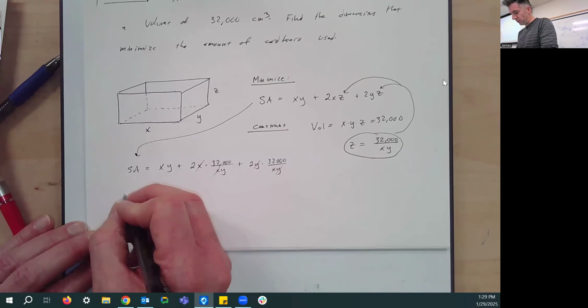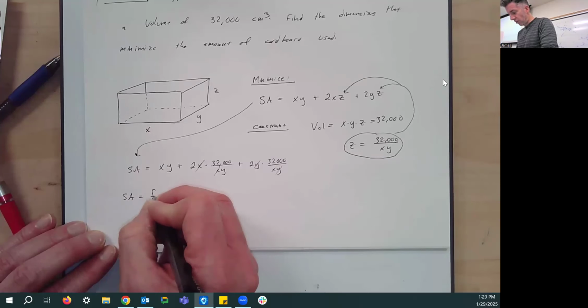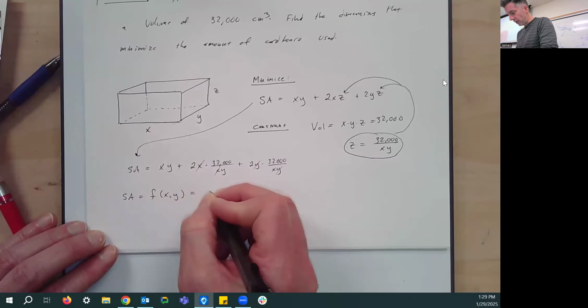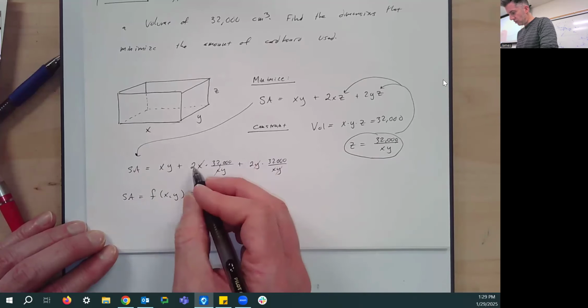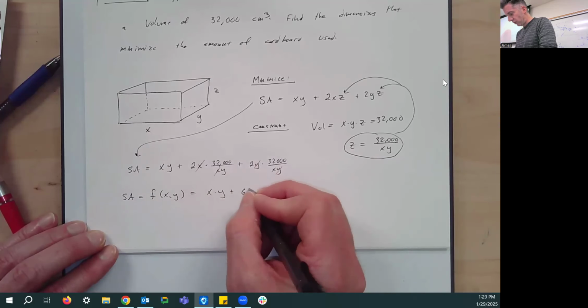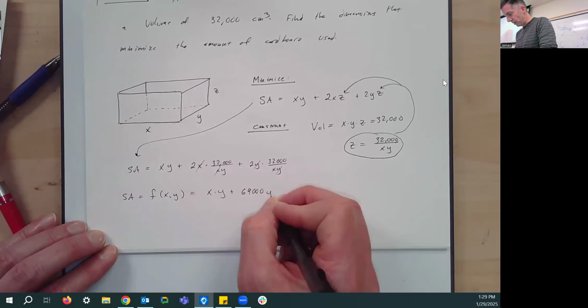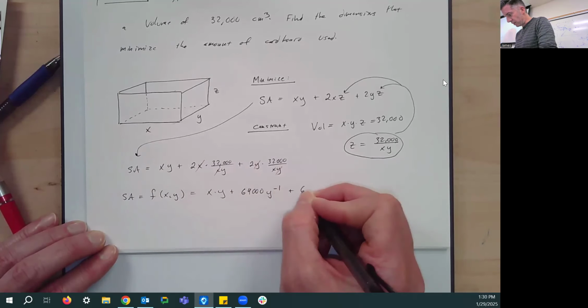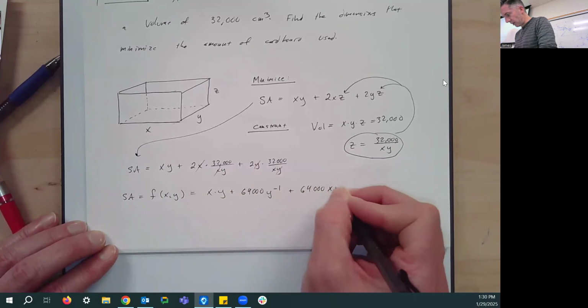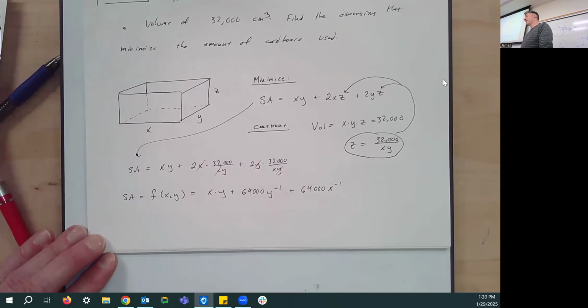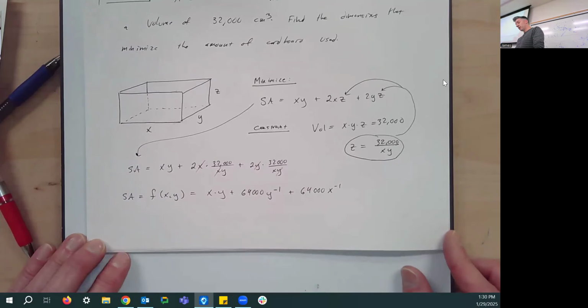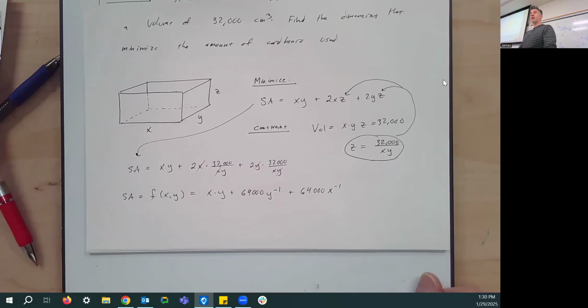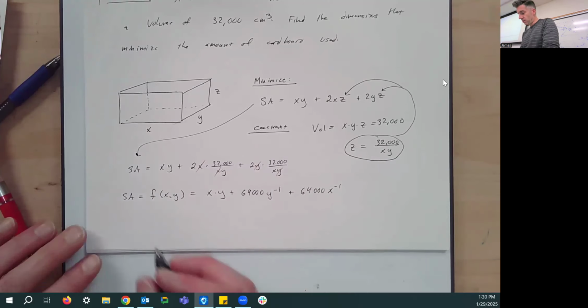So I'm going to say that my surface area, which now let's just write it as a function of X and Y, is going to be X times Y plus 2 times 32 is 64, so 64,000 times Y to the negative first plus 64,000 times X to the negative first. I will again make the observation I made in previous examples. This equation is symmetric in X and Y, meaning our critical point's probably going to be one where X and Y are equal to each other. So let's find our partials.